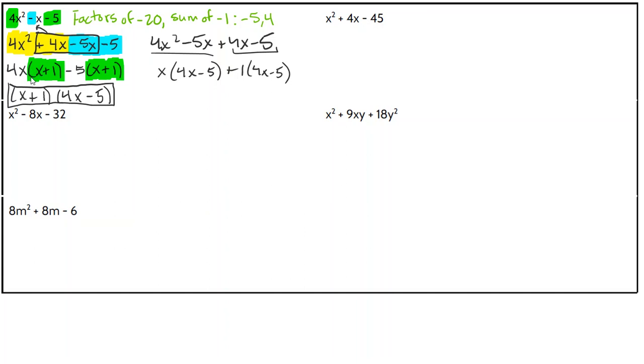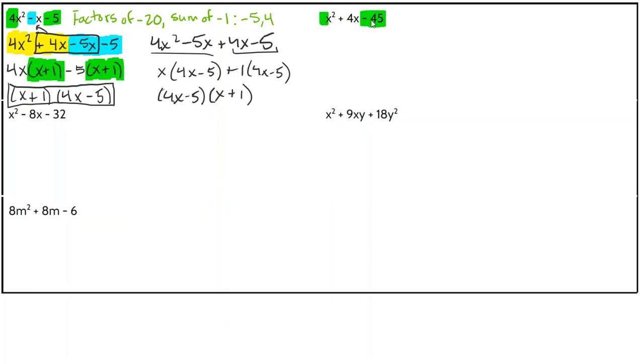So on the left side, we have 4x times x plus 1 and negative 5 times x plus 1. So we pull out the common x plus 1, and we multiply that by 4x minus 5. Here we can pull out the common 4x minus 5, and it's multiplied by the leftover x plus 1. Remember, multiplication is commutative, so the order in which you write those two factors does not matter. You will get the same answer if you multiply the first times the second as if you do the second times the first.